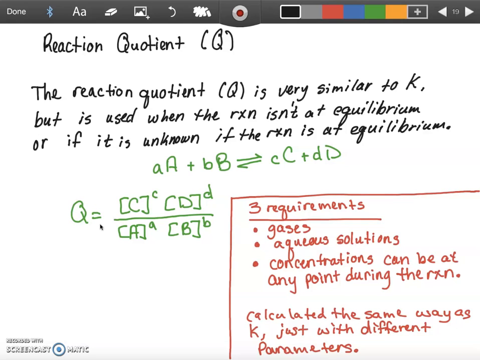And again, the requirements are pretty much the same. Still needs to be a gas or in an aqueous solution, but this time the concentrations can be at any point in the reaction. So if they don't specifically tell you it's at equilibrium, or they say that the equilibrium is unknown, then you need to be thinking about the Q, the reaction quotient. And again, it is calculated the same exact way as K, it's just the parameters are different. We will often only calculate Q when we need to compare it to a known K.